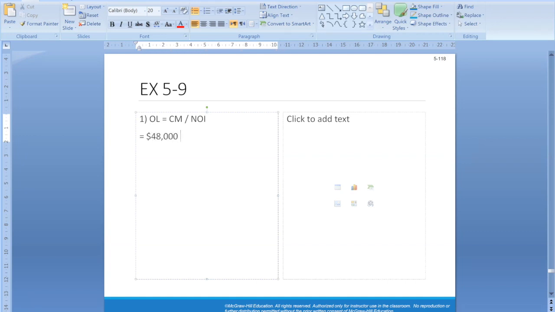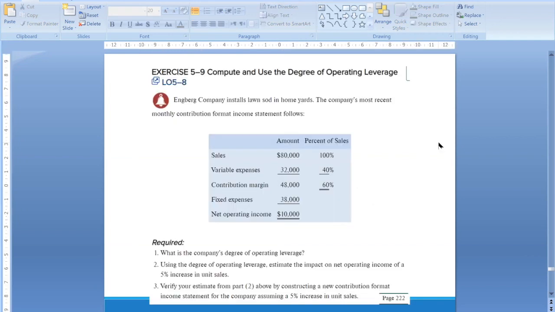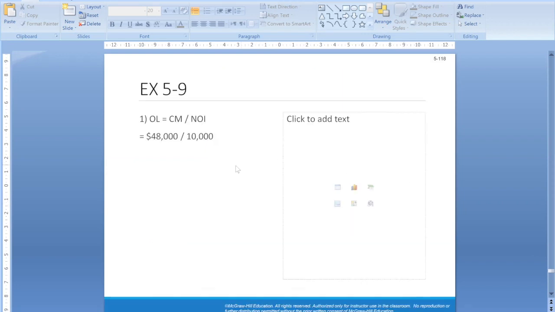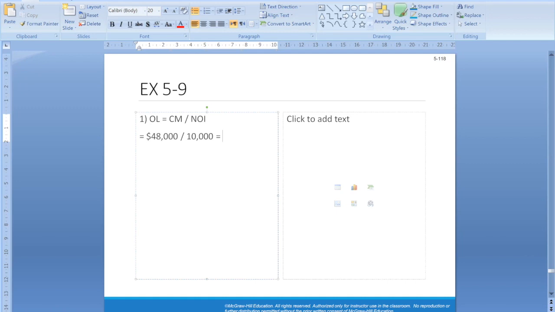48,000 divided by the operating income, which is 10,000. Go back to the question to see these numbers. The contribution margin for the whole company was 48,000. The net operating income was 10,000. So the operating leverage will be the contribution margin divided by the net operating income. This equals 4.8 times. 4.8 times is the operating leverage.